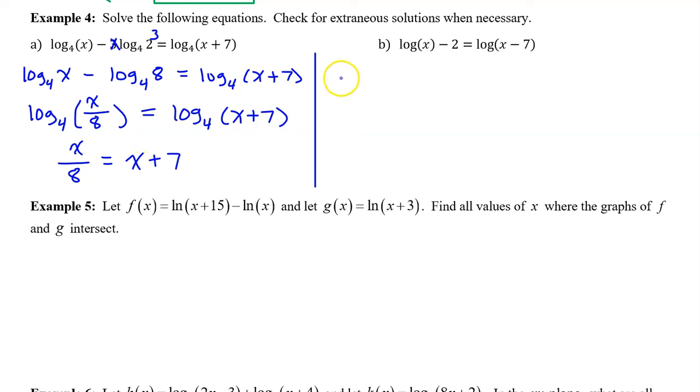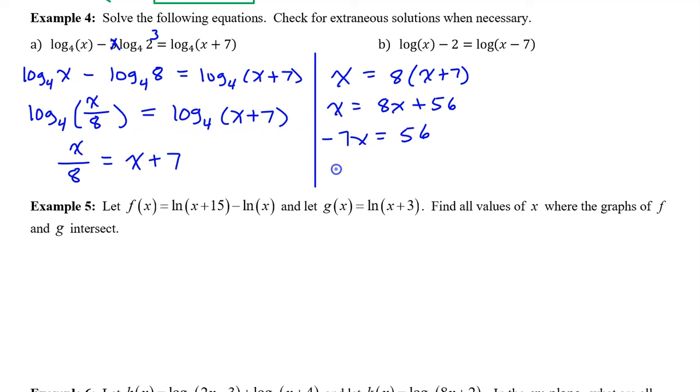Multiplying both sides by 8, we get x is equal to 8 times x plus 7. That means x is equal to 8x plus 56. Subtracting 8x from both sides, we get negative 7x is equal to 56. And dividing both sides by negative 7, we get x is equal to negative 8. And that's the answer. Well, wait.